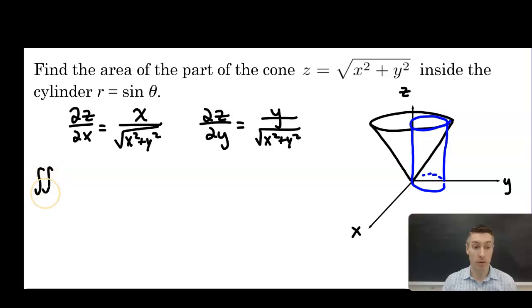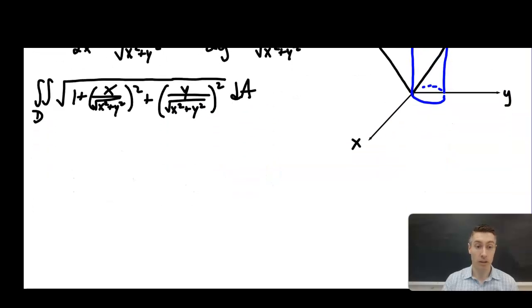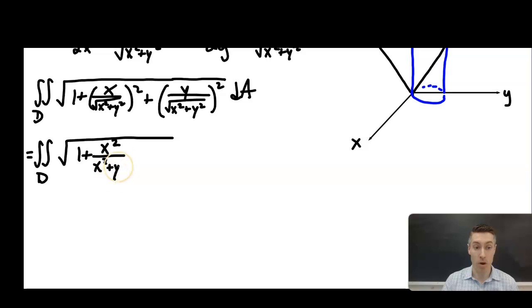So we could jump to our double integral over the region D, the square root of 1 plus x over the square root of x squared plus y squared, squared, plus y over the square root of x squared plus y squared, squared, dA. So let's clean that up first. So the double integral over the region D, the square root of 1 plus x squared over x squared plus y squared, plus y squared over x squared plus y squared, dA.